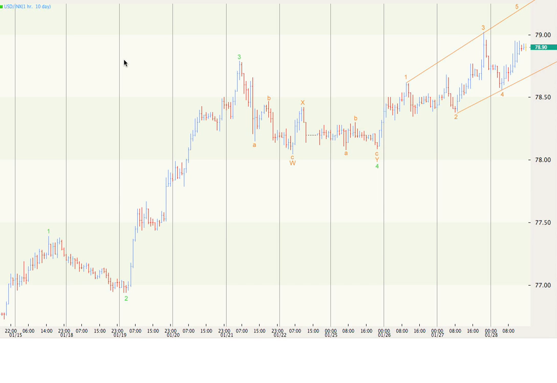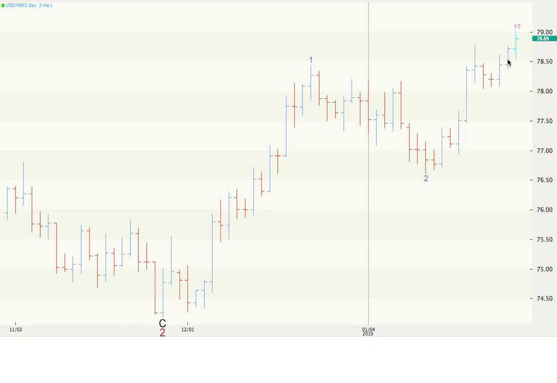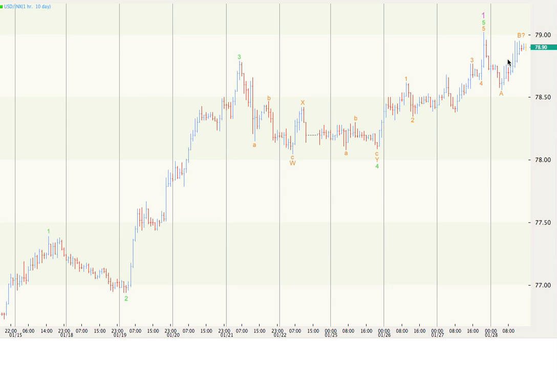So that's why it was the structure of these waves, specifically this part here, that made me think, well, maybe this was a diagonal, which meant it had further up to go. Now, if it's not, going back to the original count, if this is A, B, and B doesn't go up further, we can expect C to equal A.